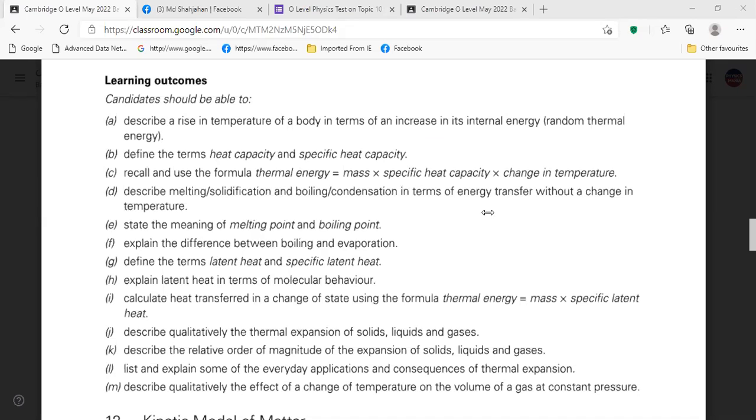Okay, so here we have heat capacity, and there is also an SI unit of heat capacity. What is that? SI unit of heat capacity?